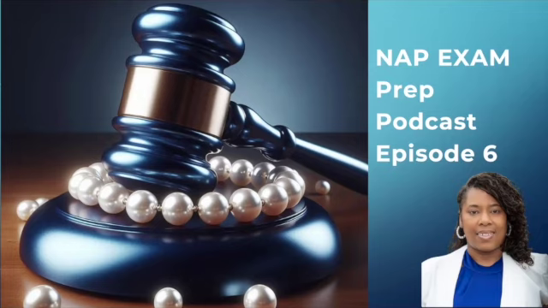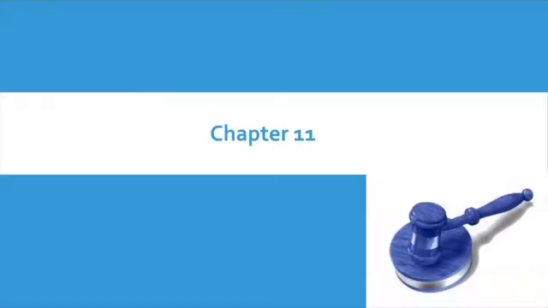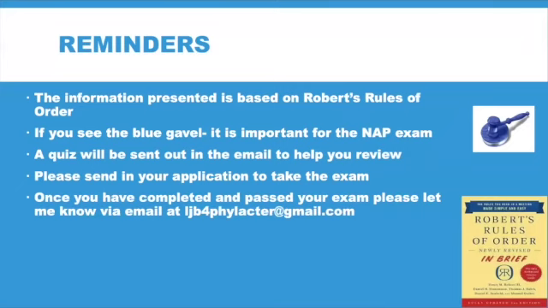This is episode 6, and we're looking at chapter 11. So some key reminders. The information presented is based on Robert's Rules of Order. If you see the blue gavel, it could be important for the exam. A quiz is actually in the description box to help you review.